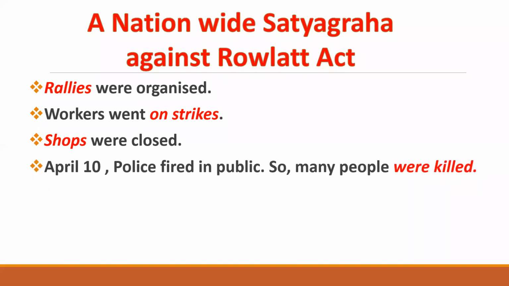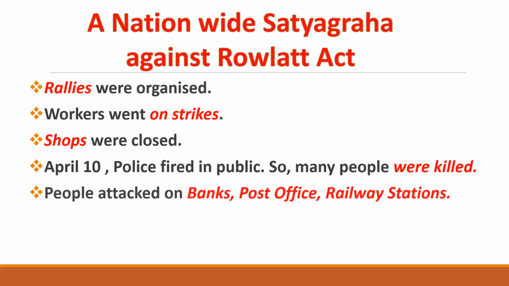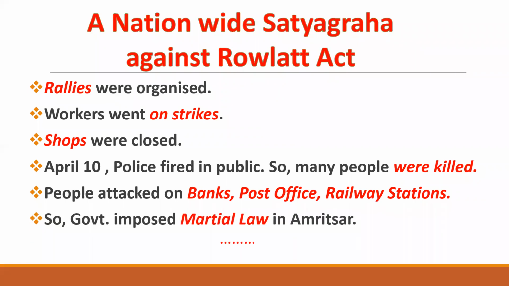So the situation became out of control. That's why on April 10, police fired on the public. Means जो पुलिस थी उसने openly public में fire कर दी, and in this firing many people were killed. जब बहुत सारे व्यक्ति मारे गए, then people became aggressive and they started to attack banks, post offices, railway stations, whatever government buildings. So due to these situations, the government imposed martial law in Amritsar.